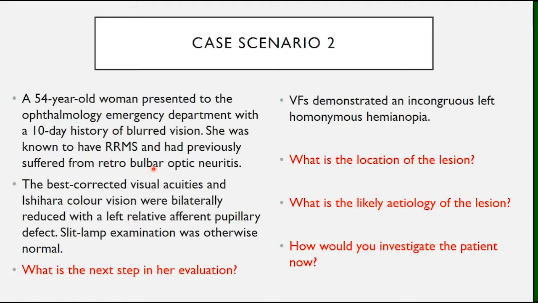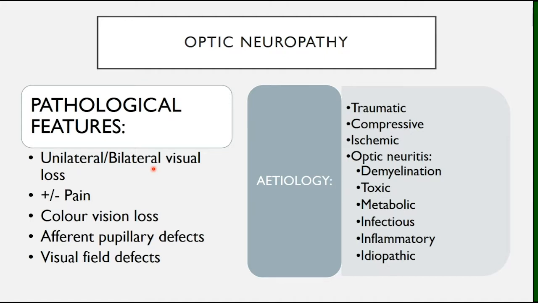Okay, so it's always important to do these visual fields to localize the lesion, because initially the way this patient was managed was they thought, oh, it's just a flare of MS, just retrobulbar optic neuritis, but when they did the visual fields, they got concerned about a stroke and had to do an MRI.